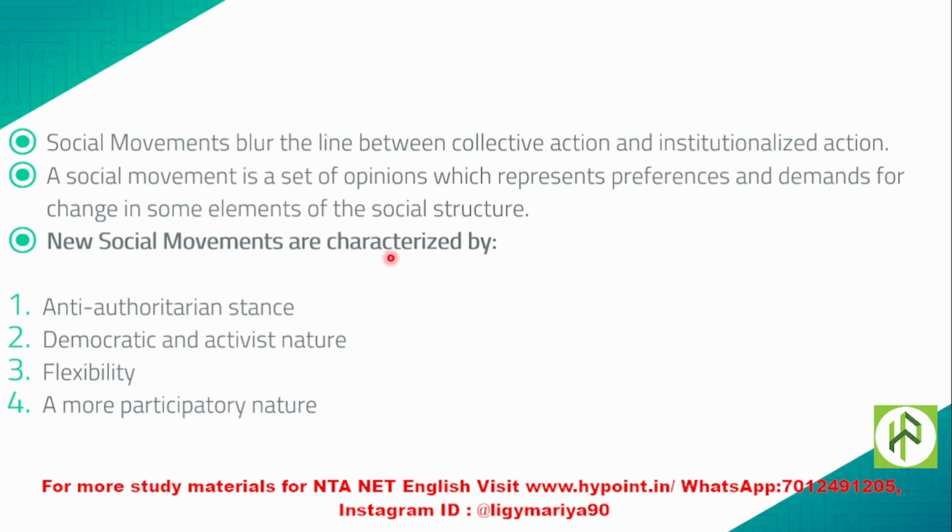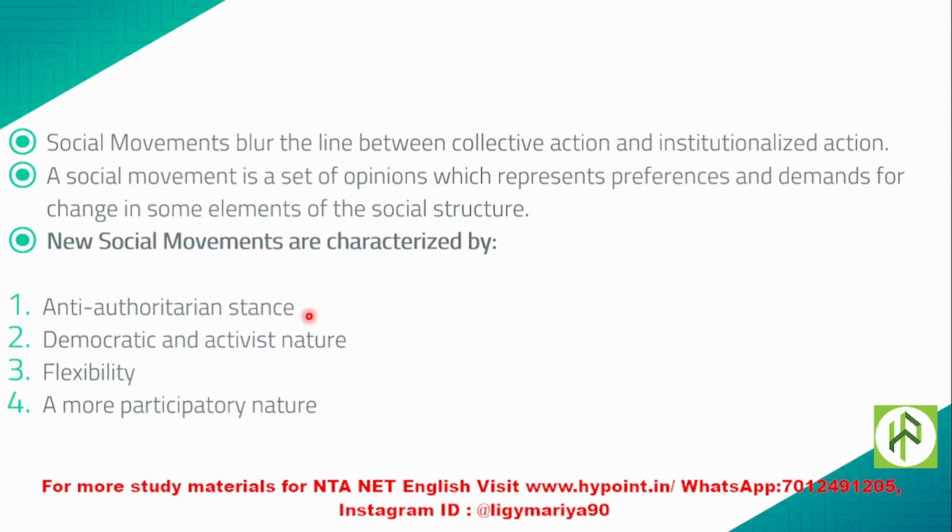New social movements are characterized by certain characteristics, which are the anti-authoritarian stance. They'll always have an anti-authoritarian stance. Authoritarian means those who are the authority, their norm will be established. So when you go against that established order, then you are anti-authoritarian.